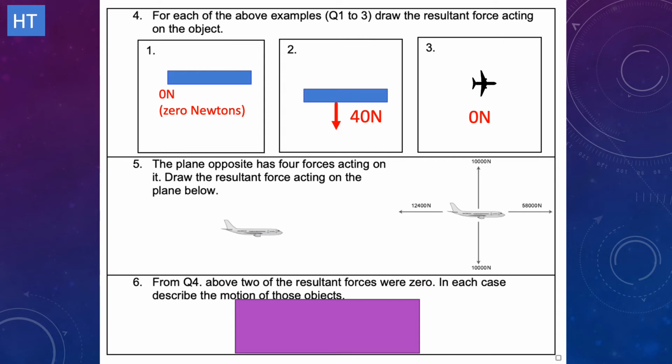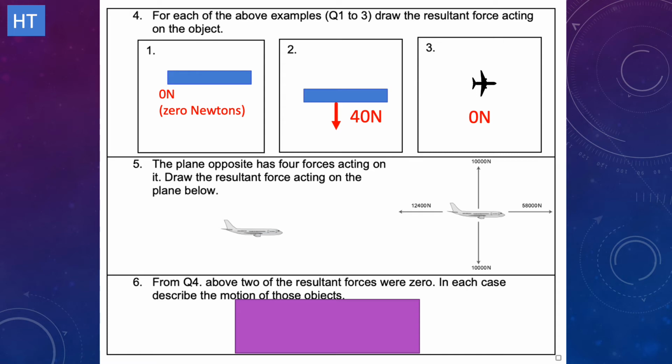Okay, number 5, the plane opposite has 4 forces acting on it, and draw the resultant force acting on the plane below. So let's start off with the easy one. You have 10,000 newtons going up, so that's your upthrust, and 10,000 newtons as your weight. And since those two are acting in opposite directions, that means you subtract them. So really, you should have no vertical components in this diagram, because they're exactly the same. So they're going to cancel out to zero.